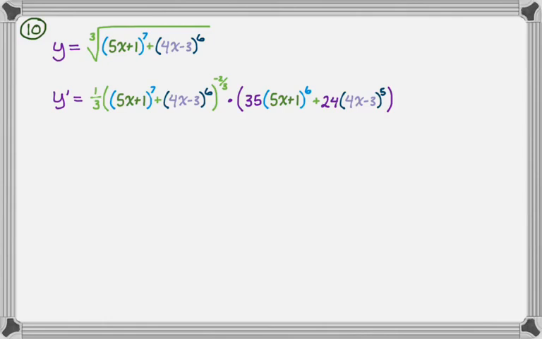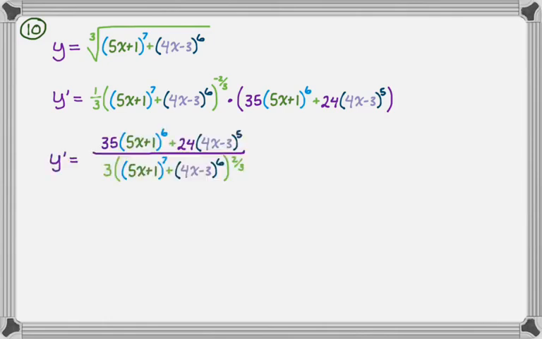Okay, and then this really doesn't simplify very much. I'm going to rewrite it anyway for you. So it's 35 times the quantity 5x plus 1 to the 6th, plus 24 times the quantity 4x minus 3 to the 5th, all over 3, and then all that stuff to the 2/3.